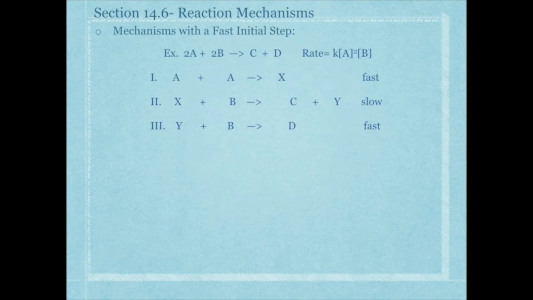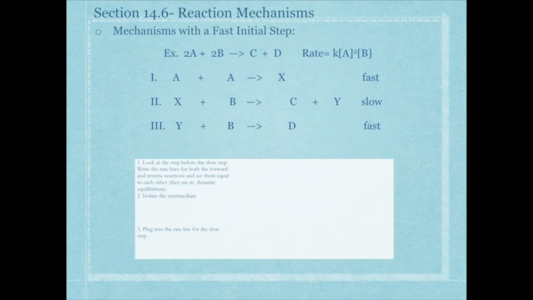Now, here's where the issue lies. Based on what you learned in the previous lesson, what you should be able to do is simply take step 2, that elementary step, and use its molecularity in order to determine its rate law, meaning rate equals k times the concentration of X times the concentration of B. Well, what you should notice is that X is actually an intermediate, and you cannot use an intermediate in your final rate law. And so what we're going to need to do is use the fact that step 1 is in equilibrium to our advantage.